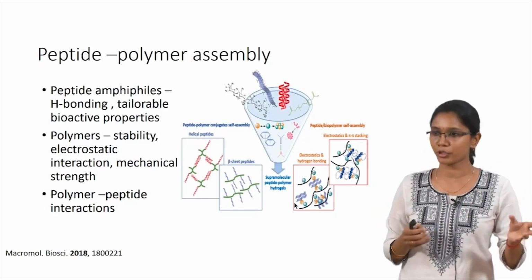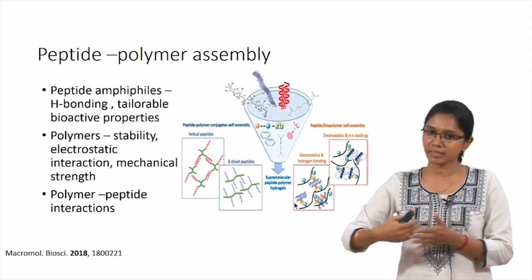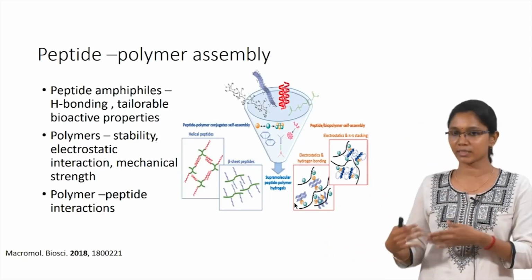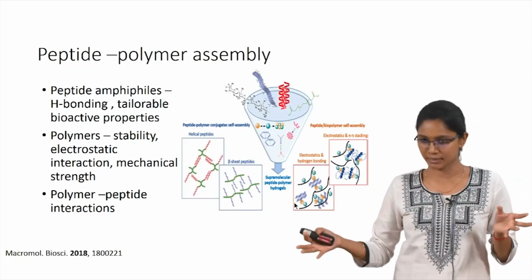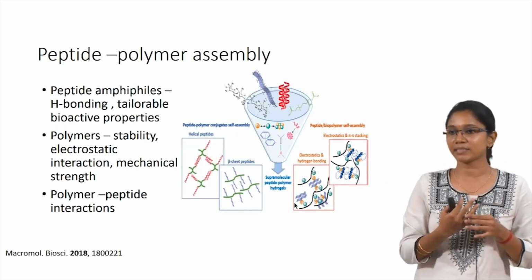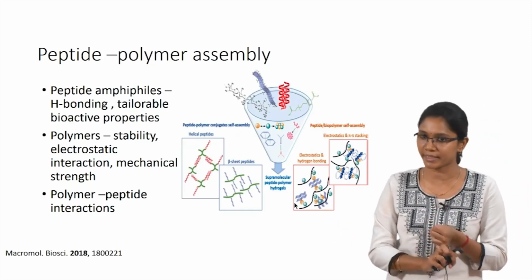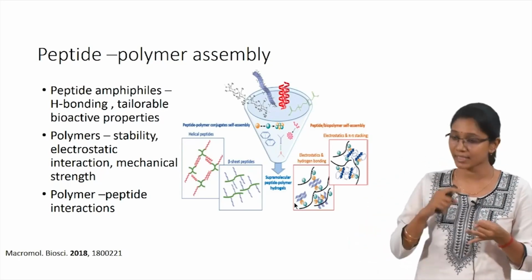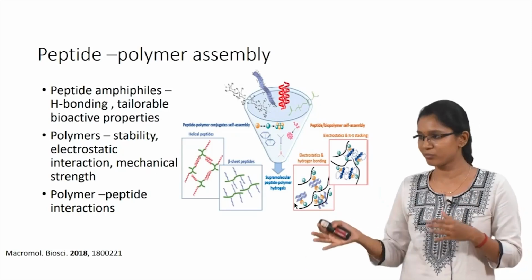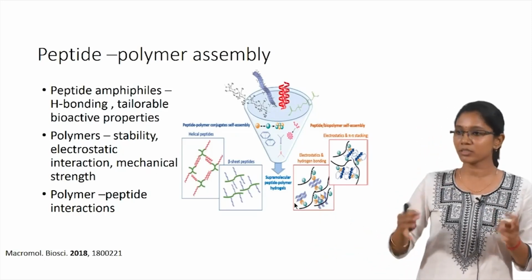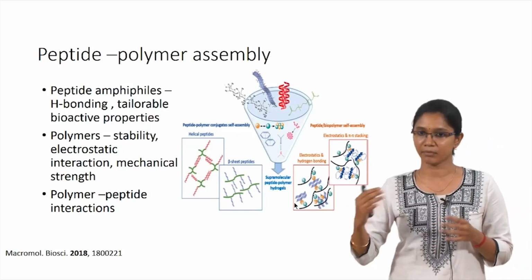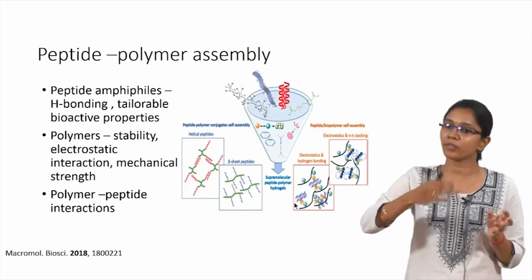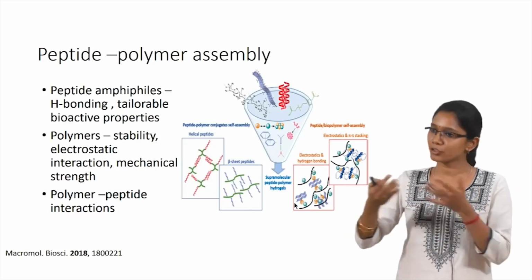We have a peptide molecule and a polymer molecule. So, we have seen what the advantages and disadvantages of a peptide assembly are. The peptide amphiphiles are most commonly used for hydrogen bonding interactions, and they also have anionic or cationic interactions, and very tailorable bioactive properties. But polymers, on the other hand, are known for their stability, because they are high molecular weight compounds.